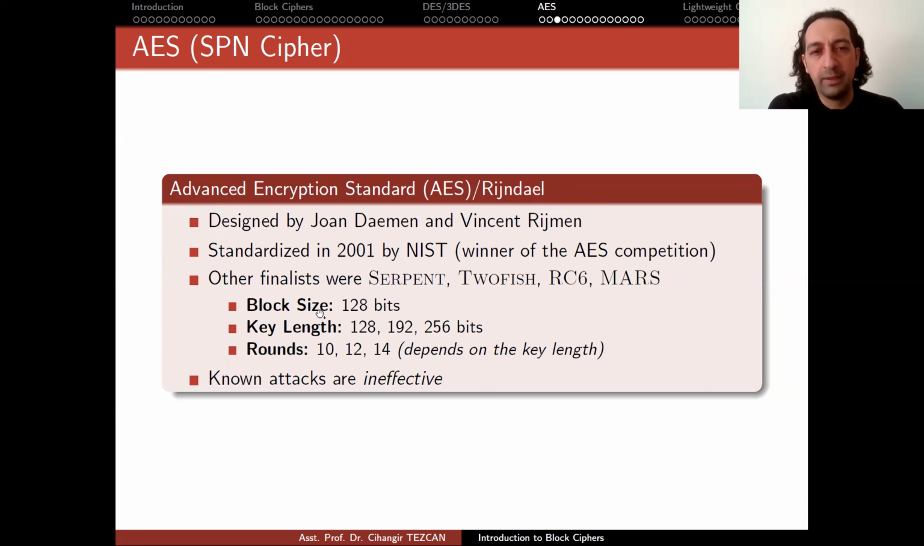So AES has block size 128 bits and key lengths. It supports 3 key lengths: 128, 192, and 256 bits. Actually, this was one of the requirements of the competition. So depending on the key length you choose, the number of rounds changes. For a small key, you use a small number of rounds, and for the largest key, you use 14 rounds.